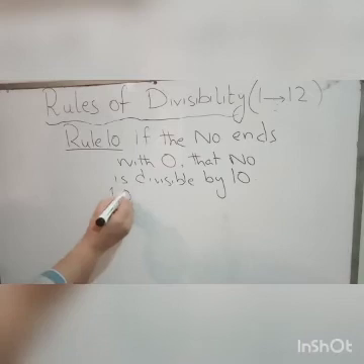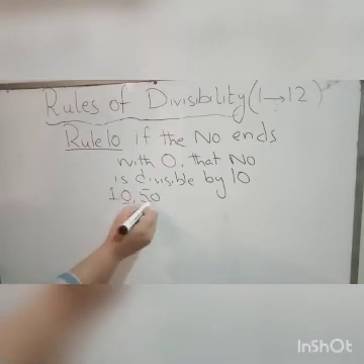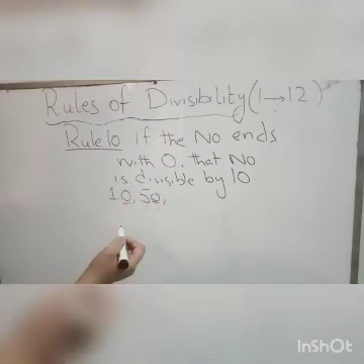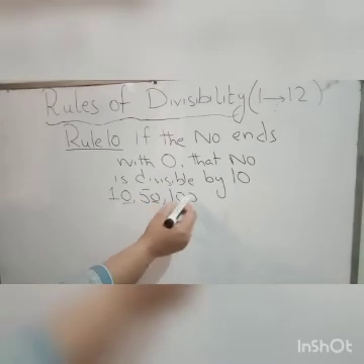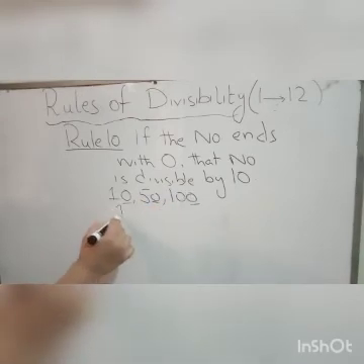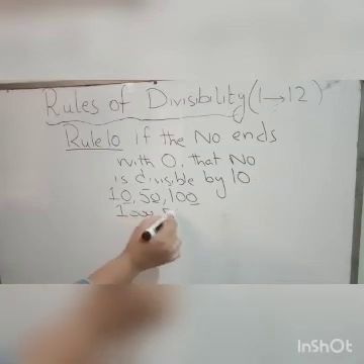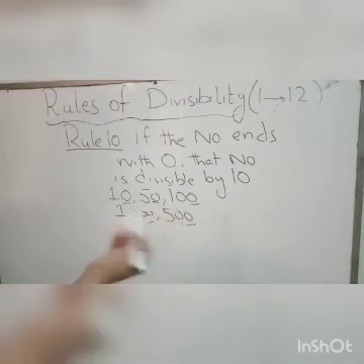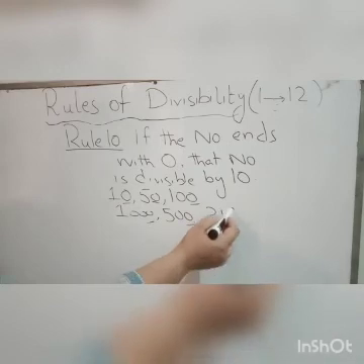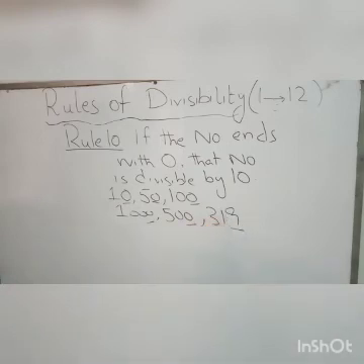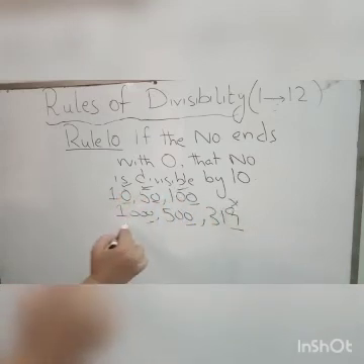For example, 10, 50, just check out the last digits. They all are divisible by 10. 100, it's 0 again. You can see double zeros. 1000, 500, last digit is 0. If you look at this number, it's obvious that it's not ending in 0, so this number is not divisible by 10. The rest of the numbers are all divisible by 10.